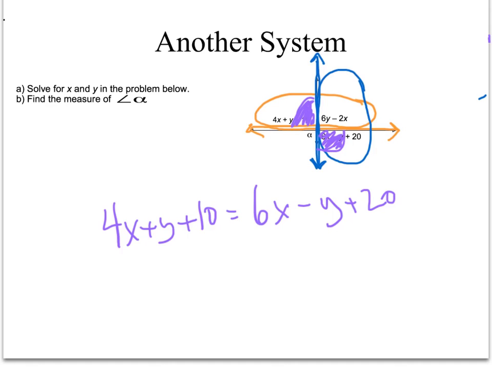So you need to choose any two out of the three equations of your choice, and solve the system. Do that on your loose leaf, and then find the measure of angle alpha. Alpha is this variable right here.